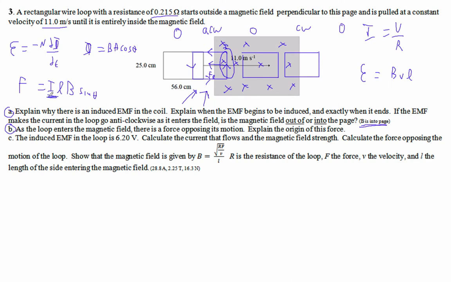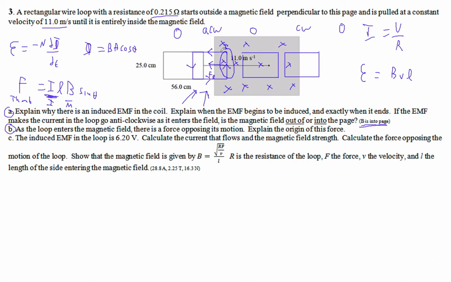Just like we did for this, right? Index finger goes that way, B is into the page, that's your middle finger, and your thumb is going to point to the left. So there's a force opposing its motion. It comes from this little segment of wire.